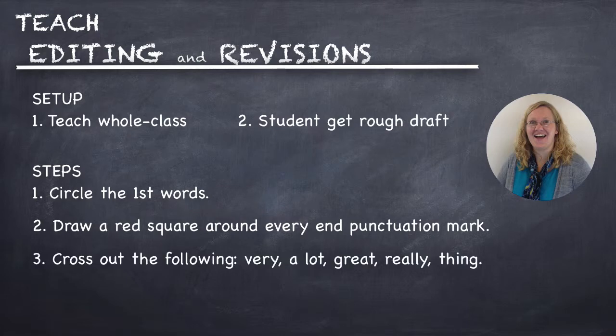I would tell them to X out or highlight the words very, a lot, great, really, and thing. These words are very vague and they can be changed to other words. Maybe I'm going to put the word it in a triangle and try to change as many as I can, because does the reader really know what it is?